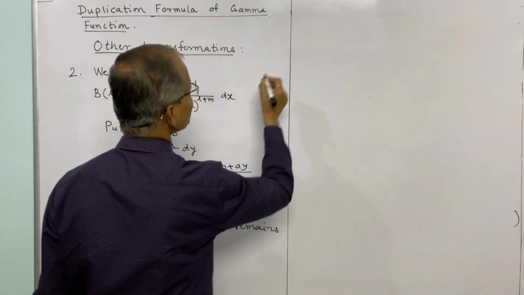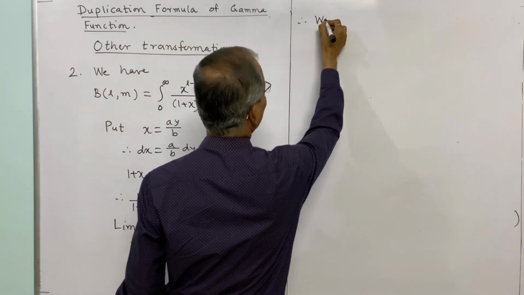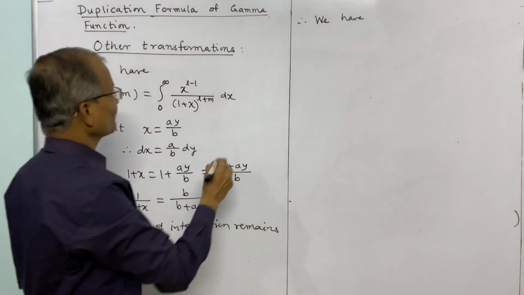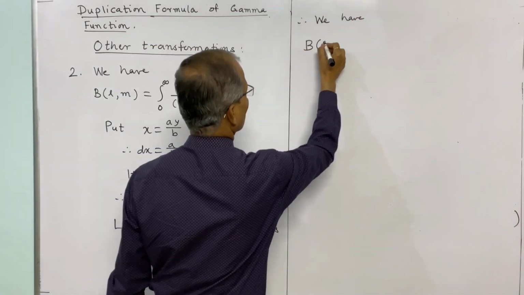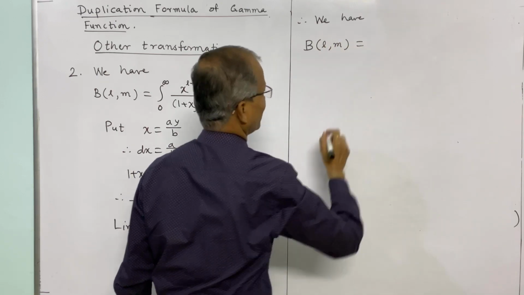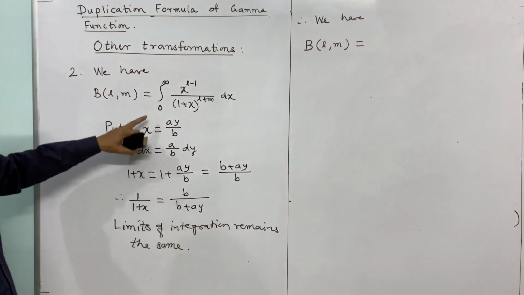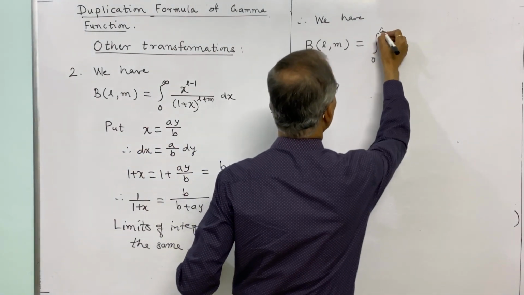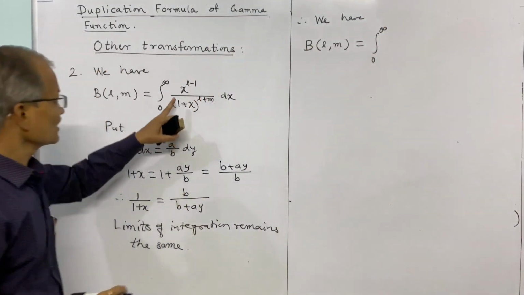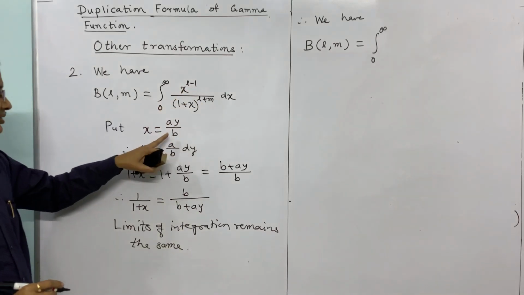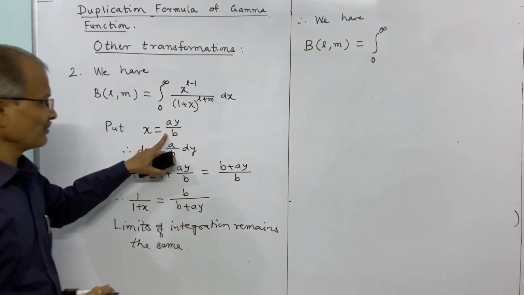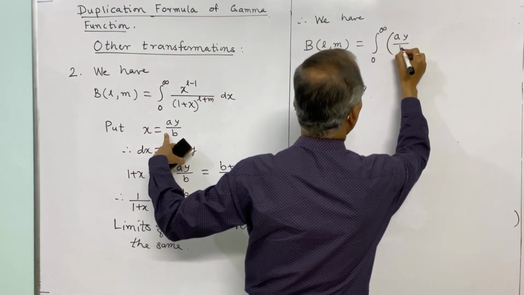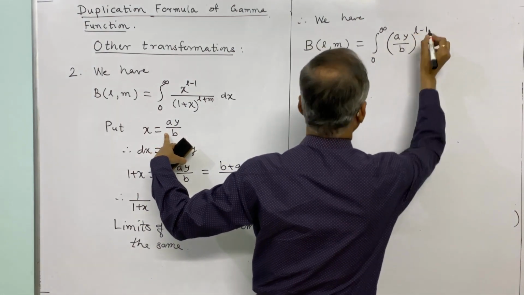So therefore we have beta of L and M is equal to integral 0 to infinity, limits of integration are the same, and x to the power L minus 1. So x is here a y divided by b, so I shall write it separately, a y upon b to the power L minus 1.